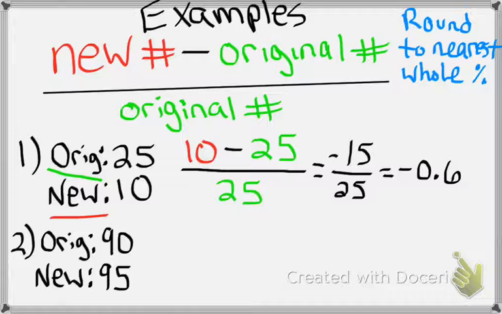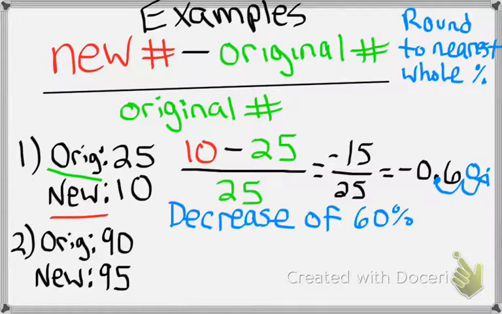And to remind you, to turn a decimal into a percentage, you move that decimal place 2 spaces to the right. So that becomes 60. So that means 60%. And because we said decrease, it's a decrease. So we have a decrease of 60%. That's our final answer to number 1.